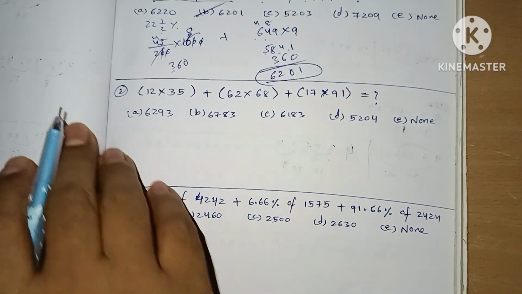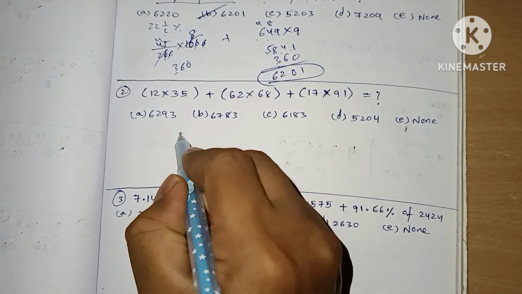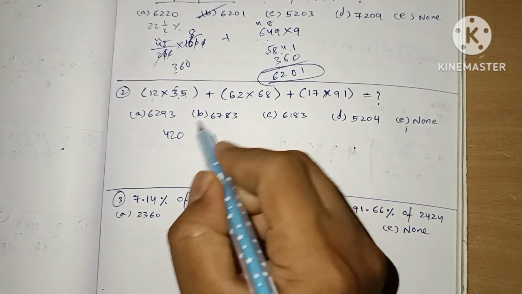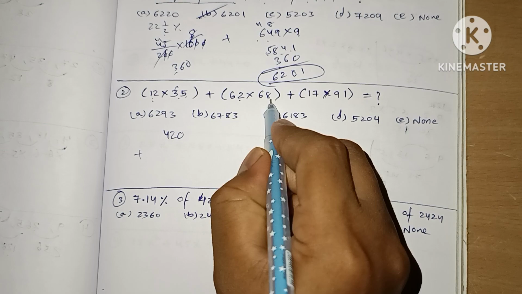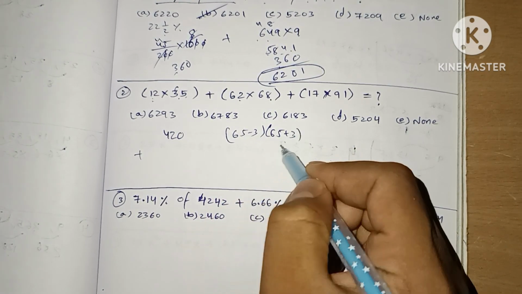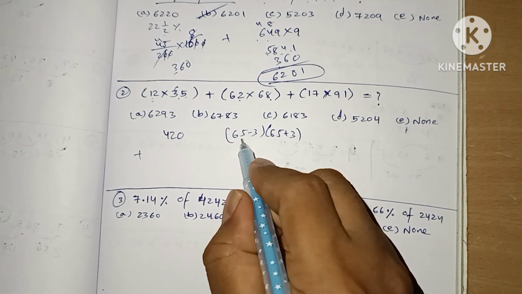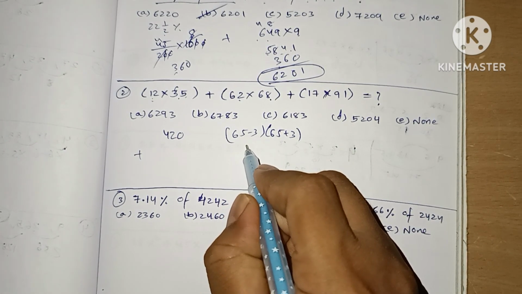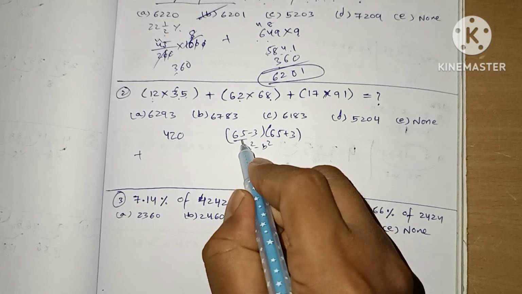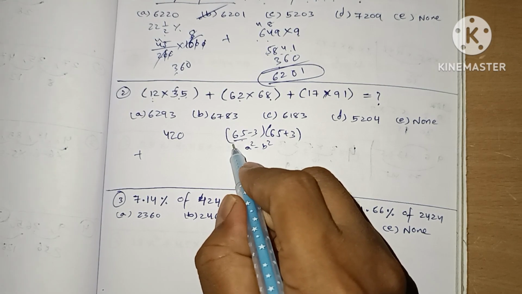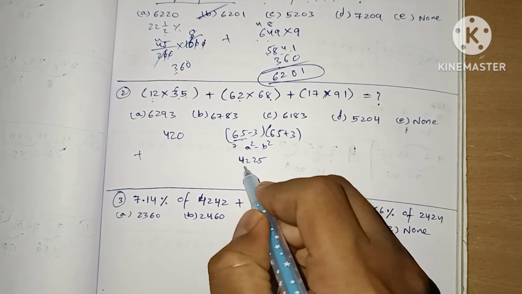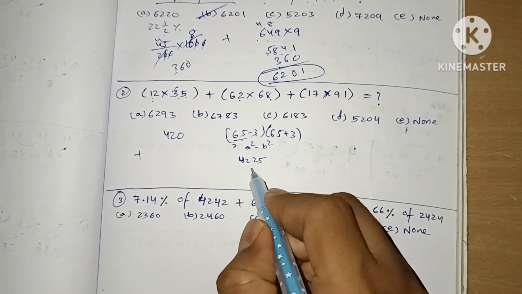Next, second question. Here 12 times 5 is 60, 12 times 3 is 36, so 420 here, plus it seems like 65 minus 3 and 65 plus 3. So it is the (a minus b) into (a plus b) formula. The formula answer will be a square minus b square. A square value means 65 square value, which is 4225, minus 3 square, which is minus 9.